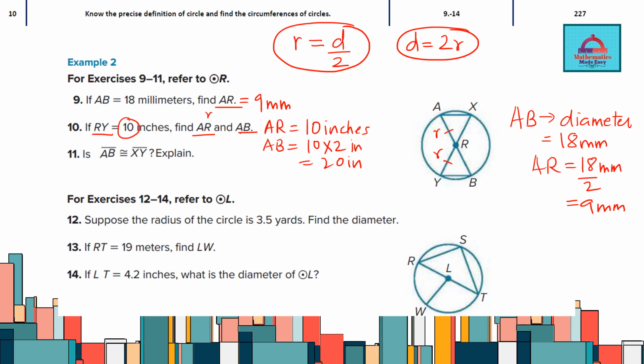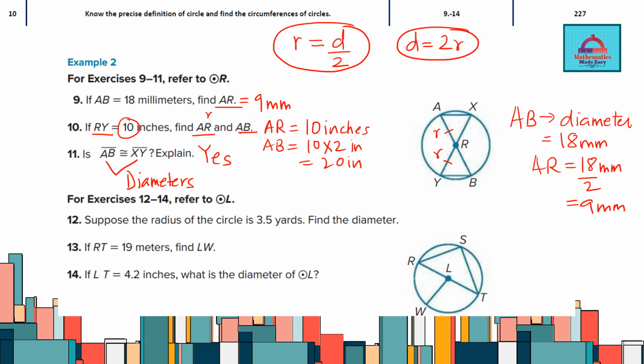If you see, AB is a diameter passing through the center. Now, are AB and XY congruent? Let's check. AB is a diameter. What about XY? XY also passes through the center. So AB and XY both are diameters. And two diameters of the same circle, with the same center and radius, are the same. They are equal. So these are going to be congruent. So the answer is yes, because both of them are diameters.